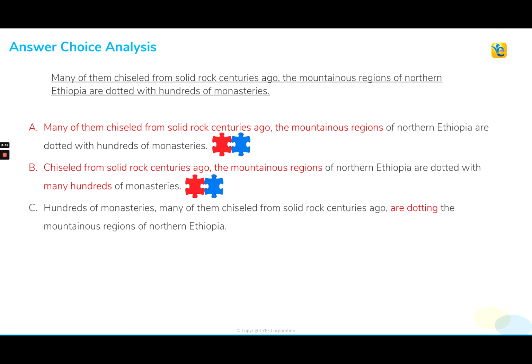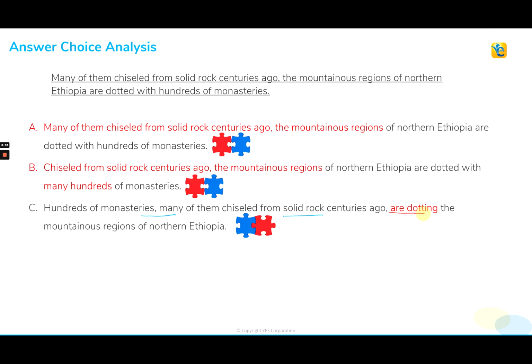Now, choice C actually puts the logic correctly. It does say that hundreds of monasteries were chiseled from solid rock centuries ago. So in terms of logic, this part at least has been taken care of. But choice C is still wrong because of the usage of the incorrect verb, are dotting.